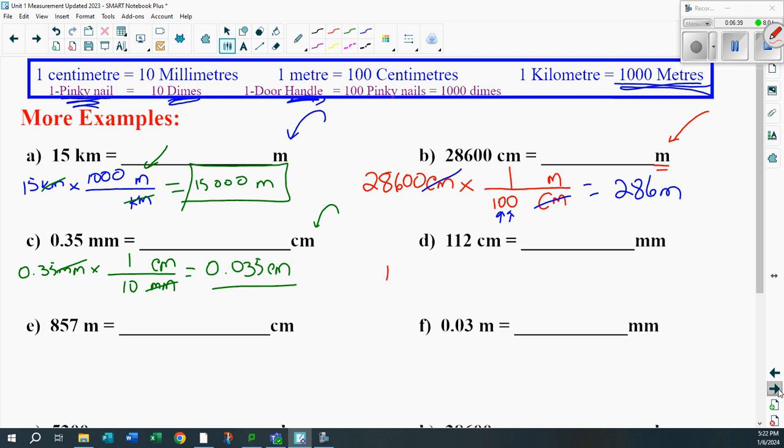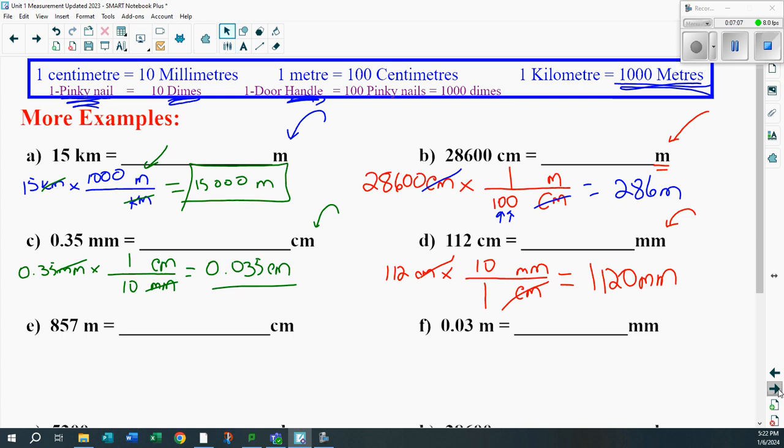Now, 112 centimeters. Put that on the bottom. You want to convert to millimeters. Put that on the top, right? You see how this is working? Okay, so how many dimes make up a pinky? The pinky is 1 centimeter. How many dimes? That's 10. You're actually going to multiply that out. That's going to work out to 1120 millimeters. How do you know it's millimeters? Because guess what? Centimeters and centimeters cancel.